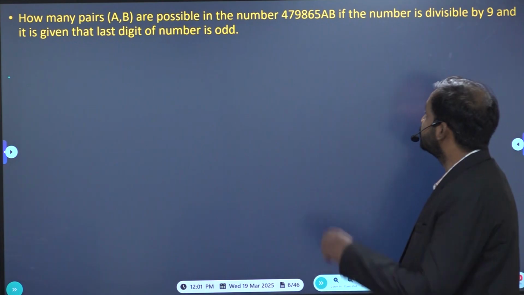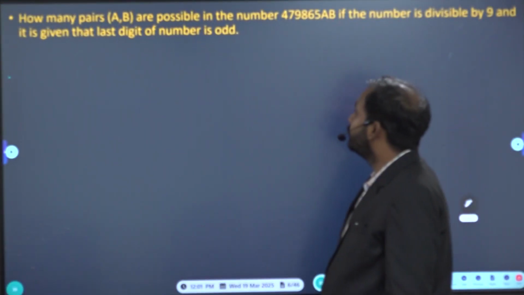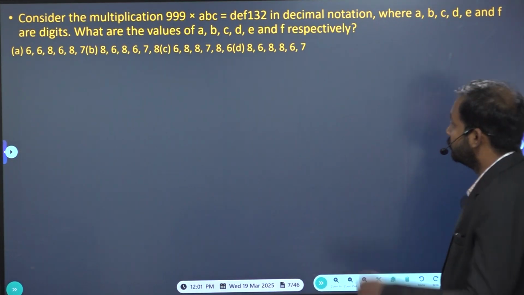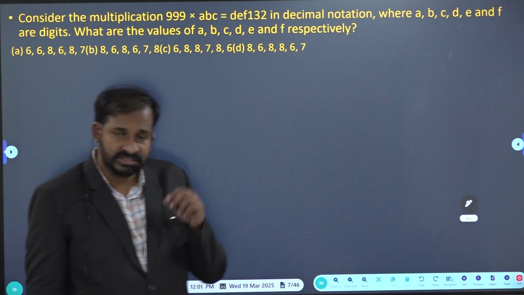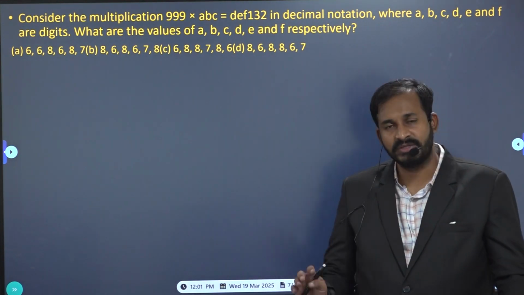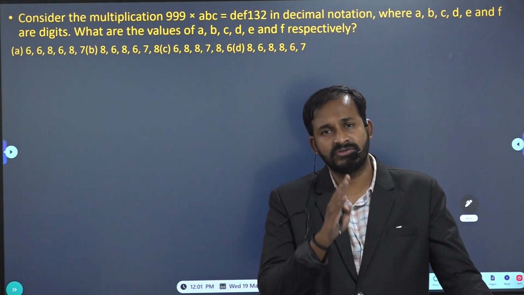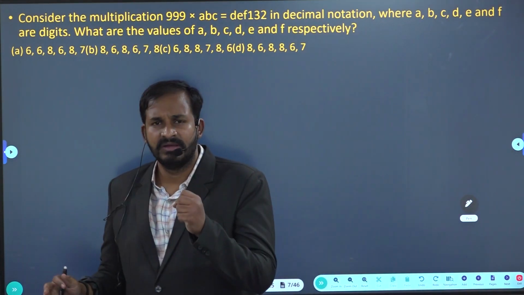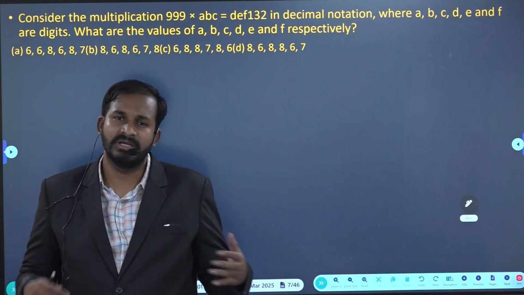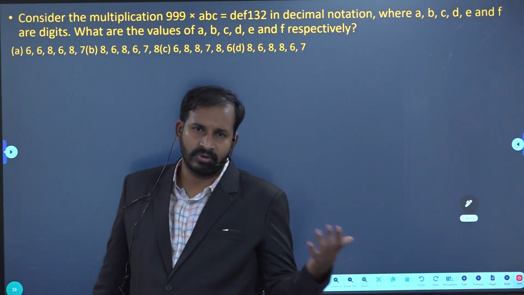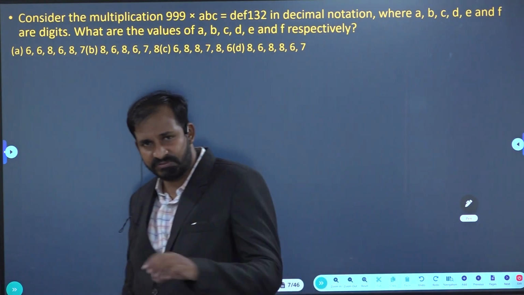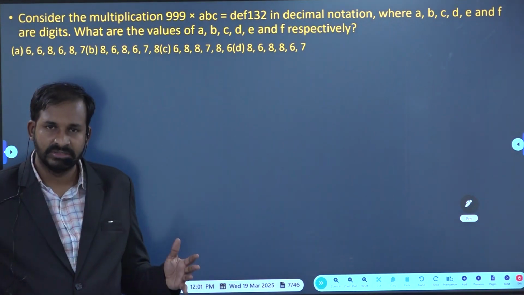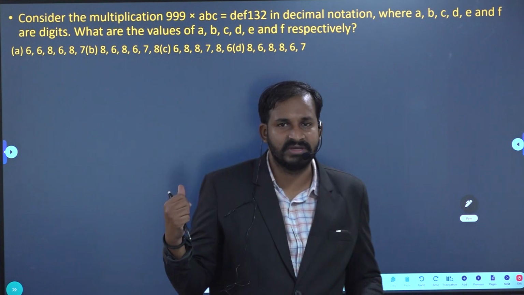Next one. How many pairs a comma b are possible in the number? In our last session we already discussed this one, please go through that once. Now see this question. See students, in this number system concept, every question will have its own backdrop, and we should solve that question in that particular way only. There is no standard procedure for this entire number system, because for each and every question the process will be different. Based on the question we will try to align with the process and solve it. They may ask us anything, so we should be prepared for all the things. That is the reason we are learning this.